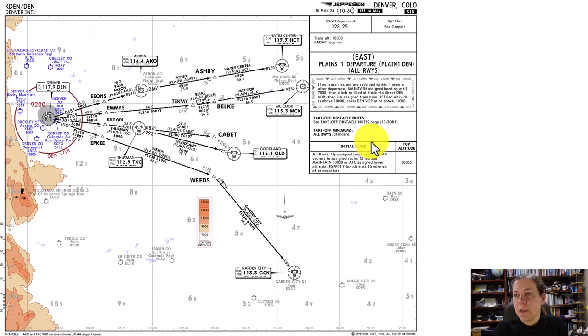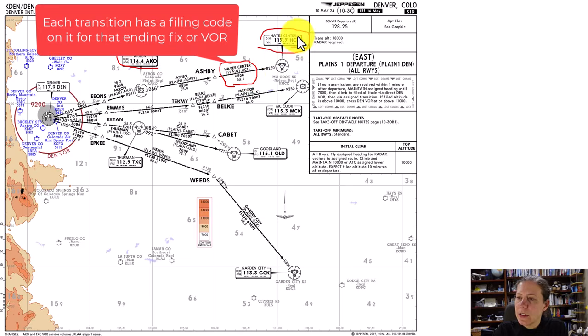Now let's look at another type. And this I want to point out, this is Denver, okay? Some interesting and important things. This is not a vector SID, this is just a regular SID. Notice we've got it going to various points along each line. Like if I want to end up at Hayes Center VOR, I would file PLANE 1.HCT. HCT is the VOR. This is the PLANE 1 departure.